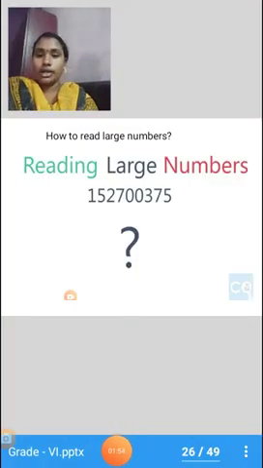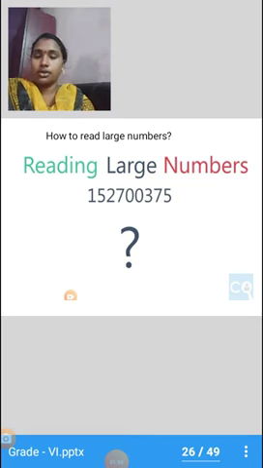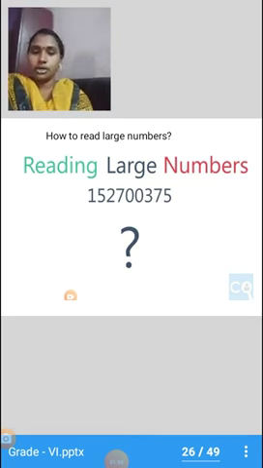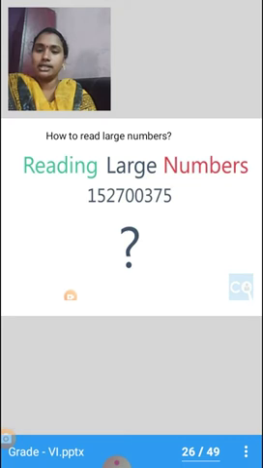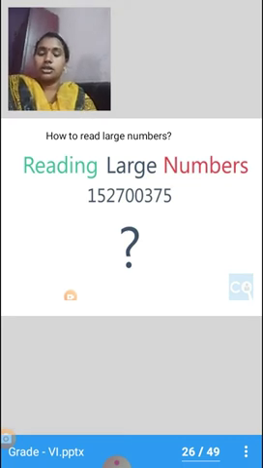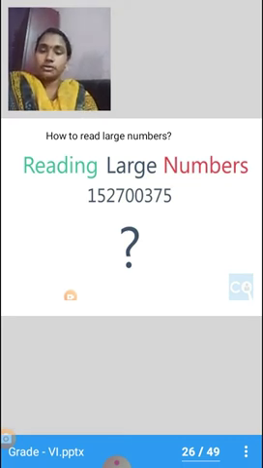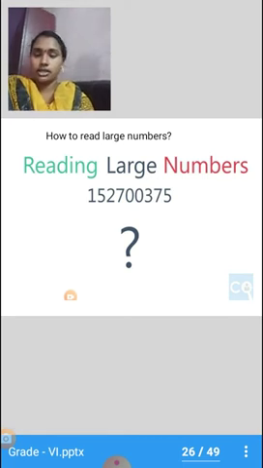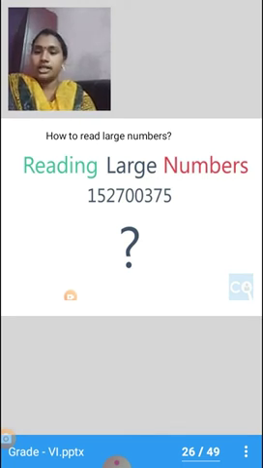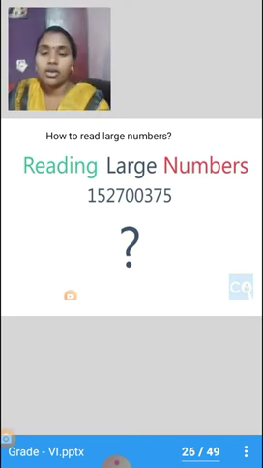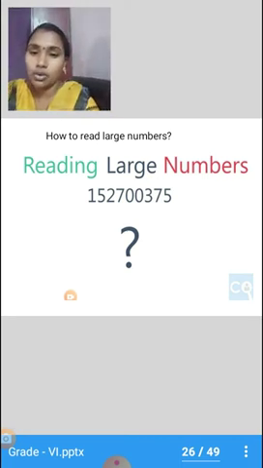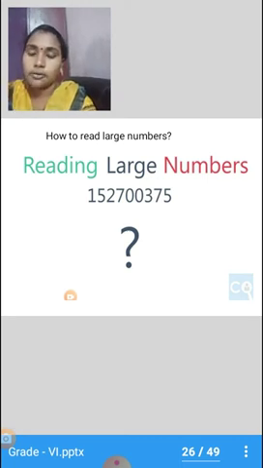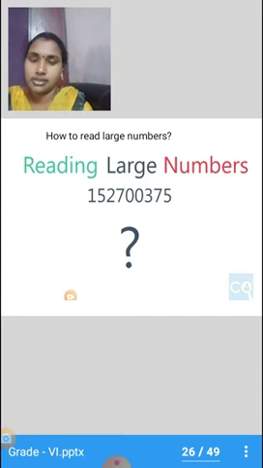how to read large numbers. So here we have a large number. How are we going to read this number? 1, 5, 2, 7, 0, 0, 3, 7, 5. Are we going to read the digits individually? No. We are going to know how to read these numbers in terms of a full complete sentence, right?